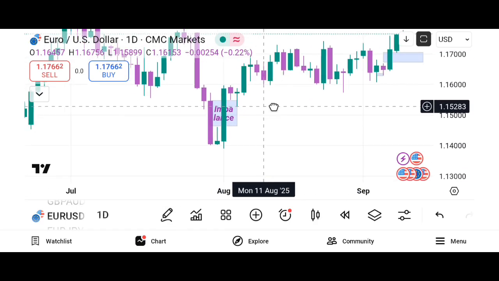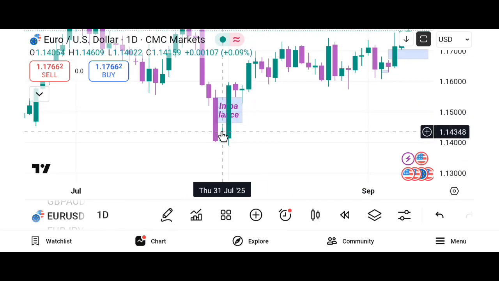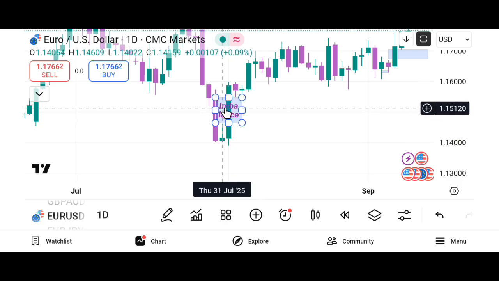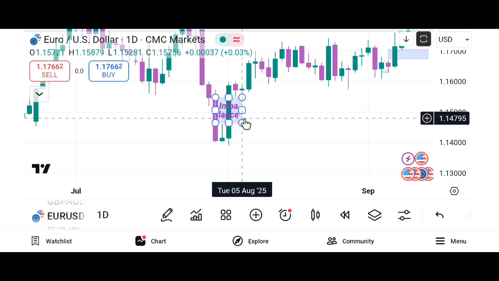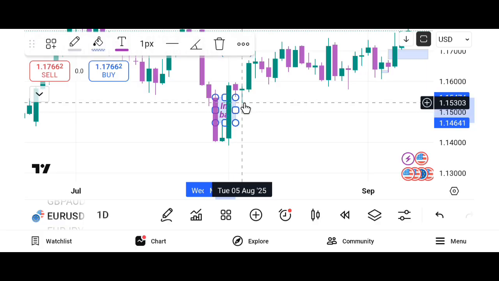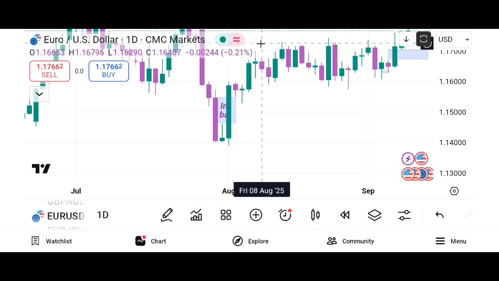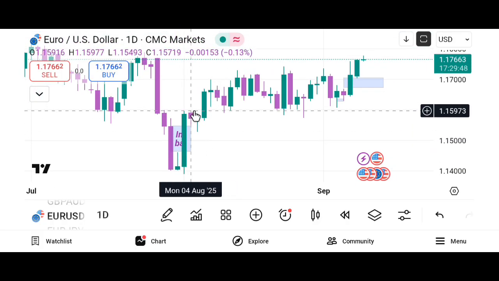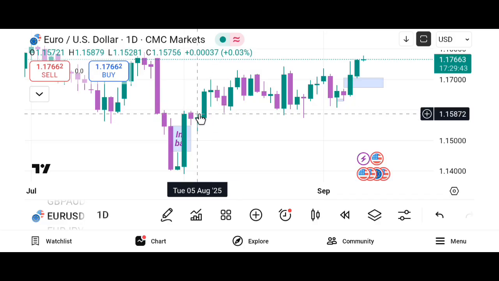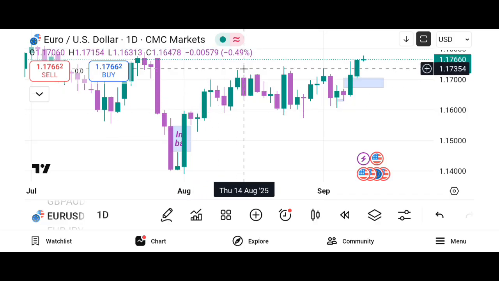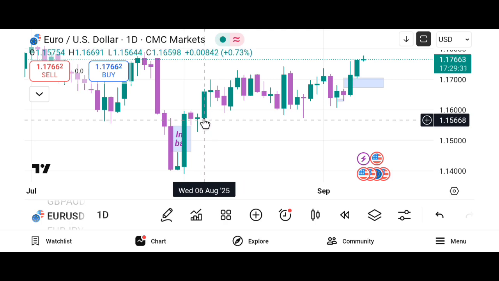Like right here, we have this fair value gap: first candle, second candle, third candle, and the spaces between them is the fair value gap. We got this candle retracing into the fair value gap. That just supported the price upward. And right here, you have first candle, second and third, the spaces between them. This candle retracing into the fair value gap supported the price upward. Like I said, it could act as confluence or entry opportunity.